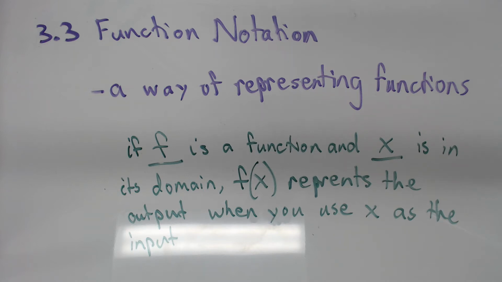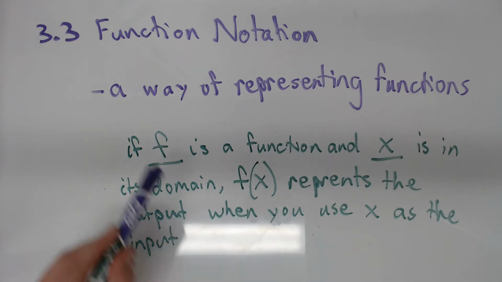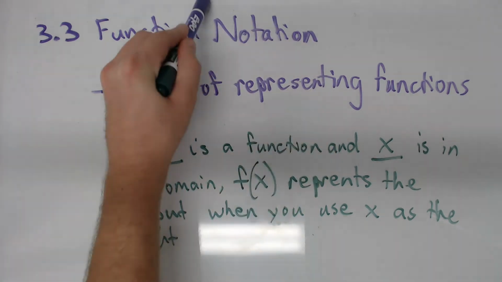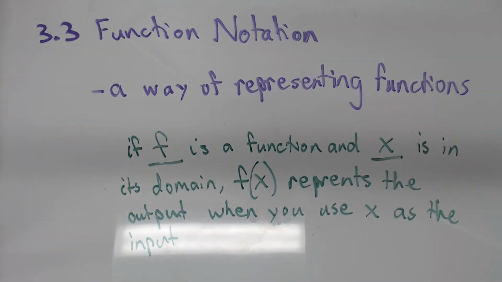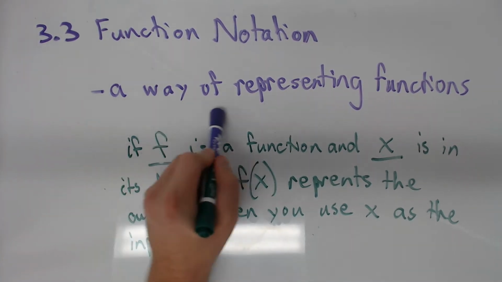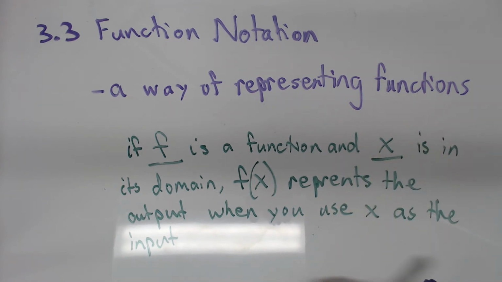So we've essentially got a vocabulary lesson for 3.3. Nothing we've actually done is different. It's about reading it. So function notation. Notation just means essentially a different way of writing something, keeping track of information. A way of representing functions. All right, it's just a new way of representing things.